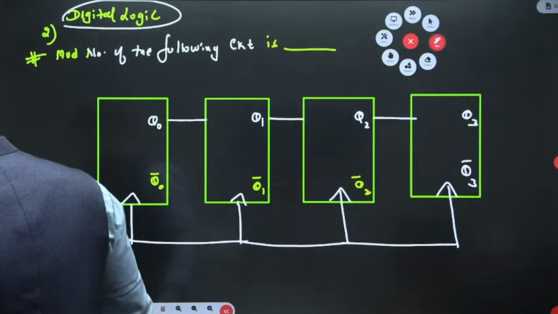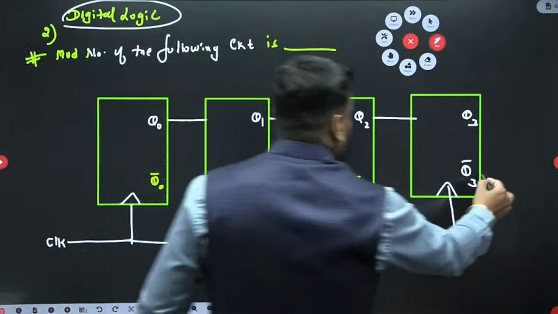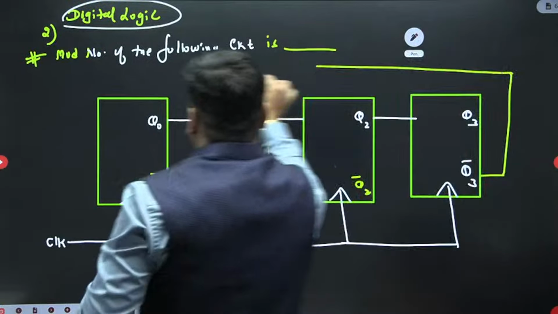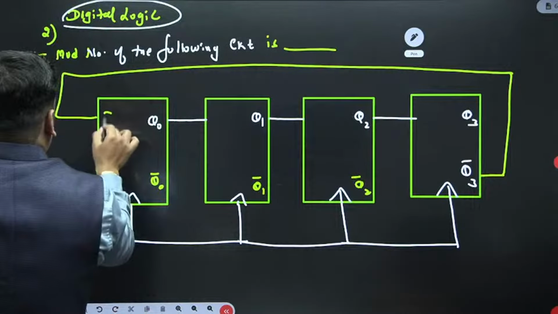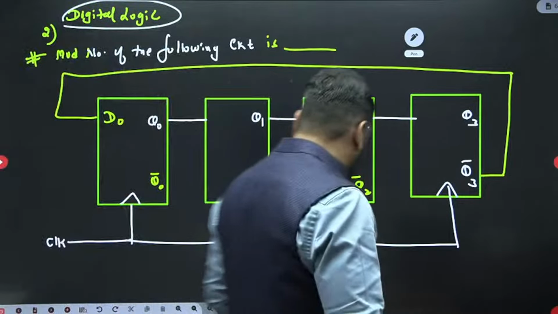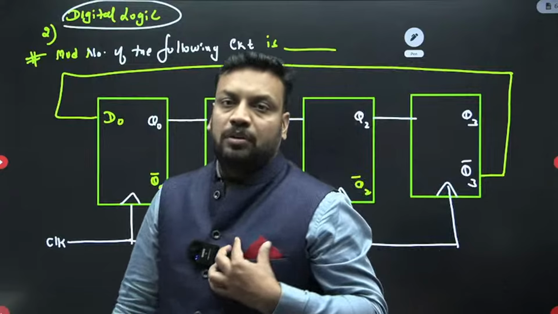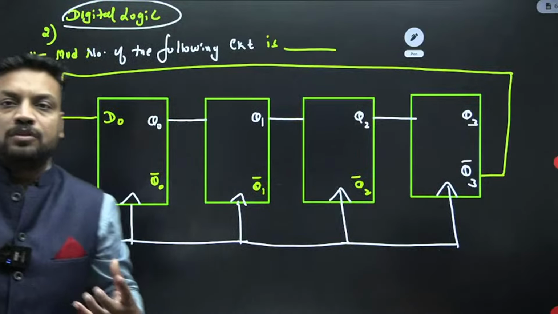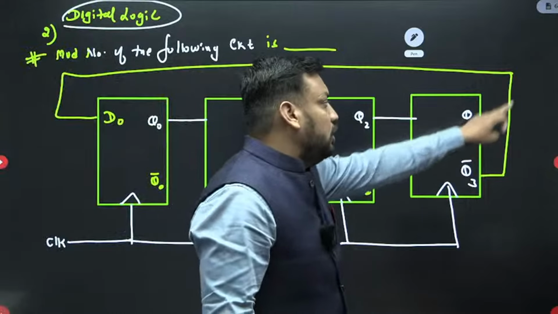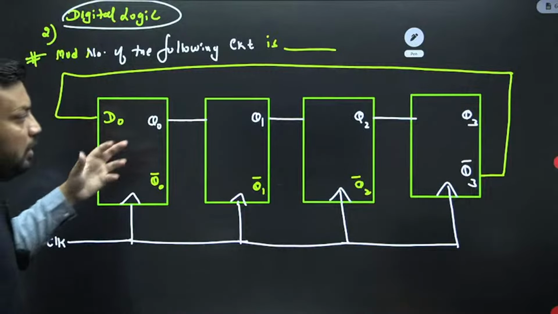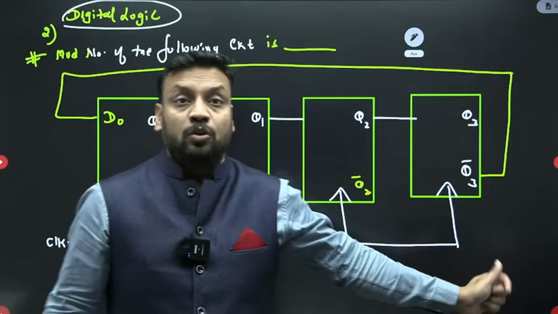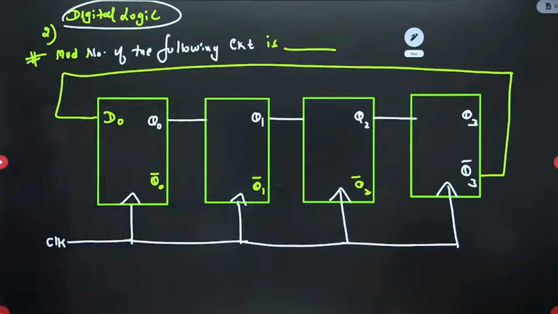So now student, the diagram is like this. This Q3 bar is actually connecting to D0. So this is the circuit. Now tell me guys, is it a standard circuit of a Johnson counter? Have you heard the name of Johnson counter, guys? If you directly connect Q3 to input D0, then it will be a ring counter, but right now it behaves as a Johnson counter. I hope this is crystal clear.